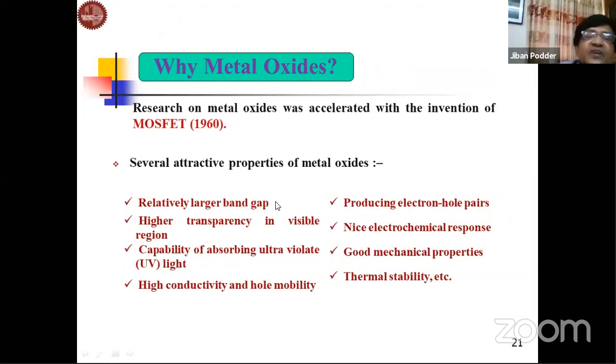These metal oxides were given more attention just after the discovery of the MOSFET in 1960, because they have a larger band gap, are highly transparent in the visible region, can absorb ultraviolet light, have high conductivity and poor mobility, produce electron-hole pairs, and have nice electrochemical responses, good mechanical properties, and thermal stability. So these are the special properties of these metal oxides.